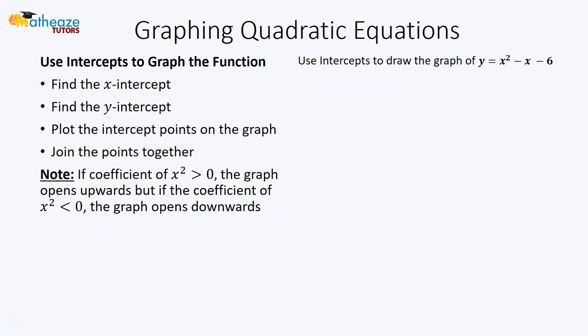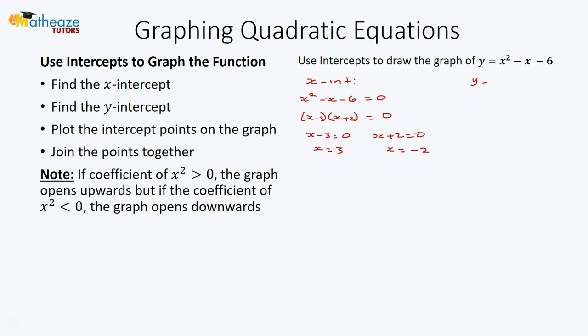Now we're going to use these intercepts to actually draw the graph. So for the X-intercept, we say x squared minus x minus 6 equals 0. And then let's look at the factors of this. This is x minus 3, x plus 2. So x minus 3 equals 0, x plus 2 equals 0. So x here equals 3, and x here equals -2.